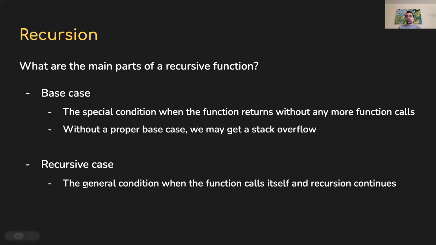So what are the main parts of recursion? There are two things that you need in a recursive design. You need a base case and a recursive case. The recursive case is where you actually make that successive function call into itself. But the base case is like your ending point. It's a special condition or conditions, you can have multiple base cases, where the function returns without any more recursive function calls.